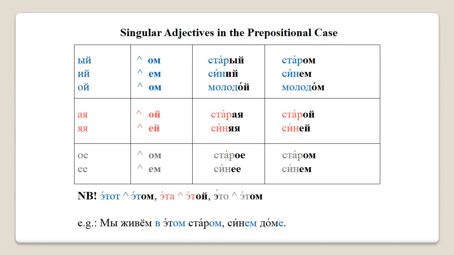Now there will be some exceptions to the masculine ий ending, which are dealt with in the supplementary material attached to this lecture. Please note that the above endings are the same endings that we use for demonstrative pronouns like this. So masculine demonstrative pronoun this in prepositional case becomes этом, feminine becomes этой, and neuter becomes этом. Let's have a look at the example at the bottom. Мы живем в этом старом синем доме, which translates as we live in this old blue house.